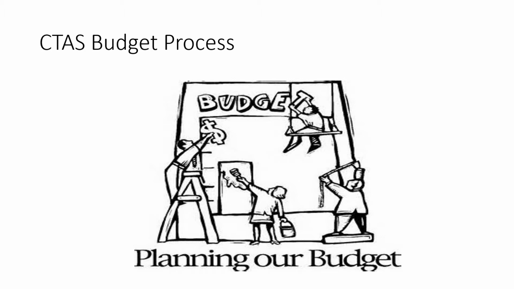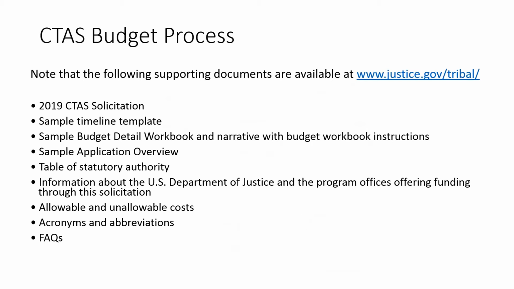To start off, based on the 2019 CTAS solicitation, based on the Justice website that you see above, you can go in there and look at the actual solicitation. You can also view a sample budget detail worksheet and narrative, and also the workbook instructions, which will be helpful during this process. Also, you'll find information in reference to the specific program offices that are providing funding through their solicitation, also allowable and unallowable costs, and something that's probably helpful is to view the frequently asked questions.